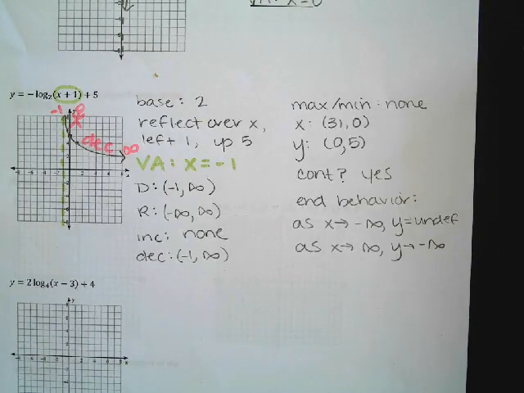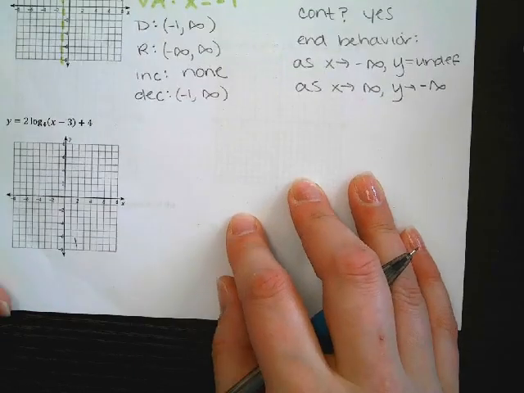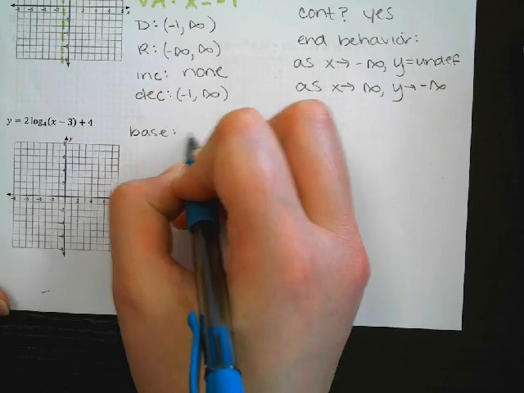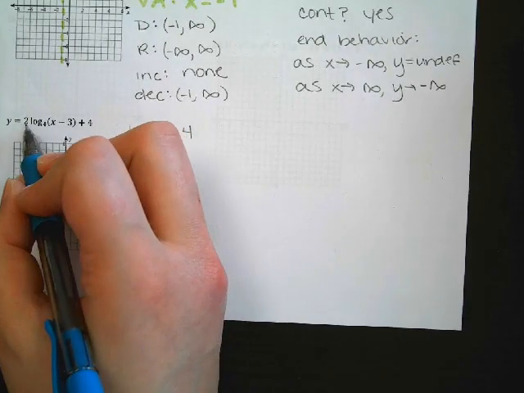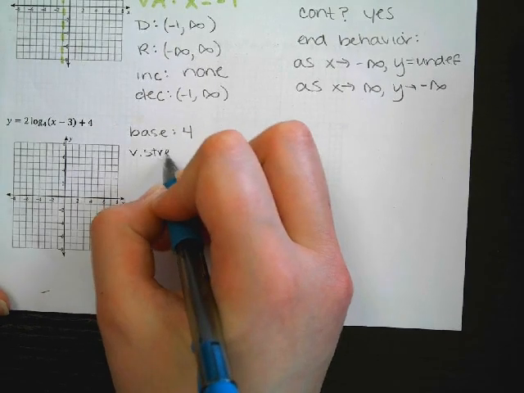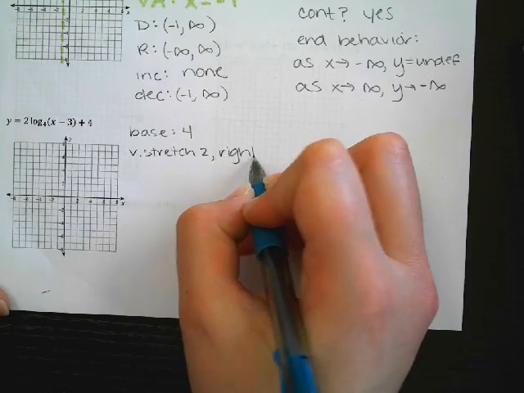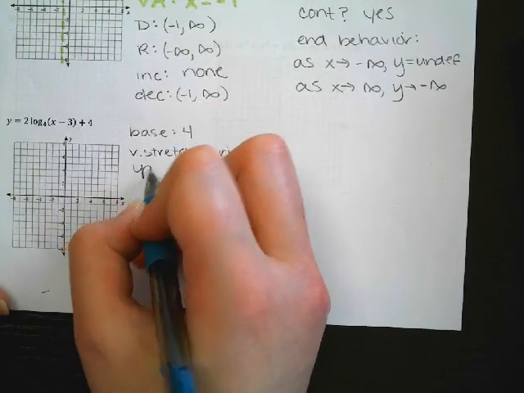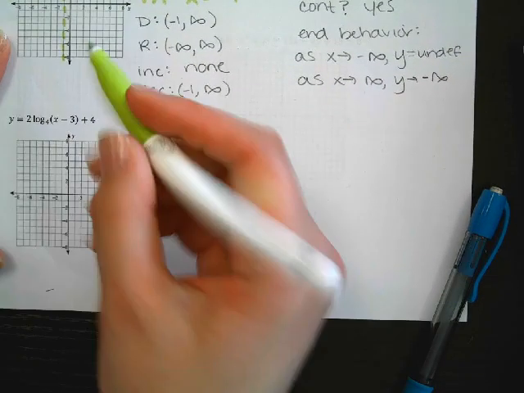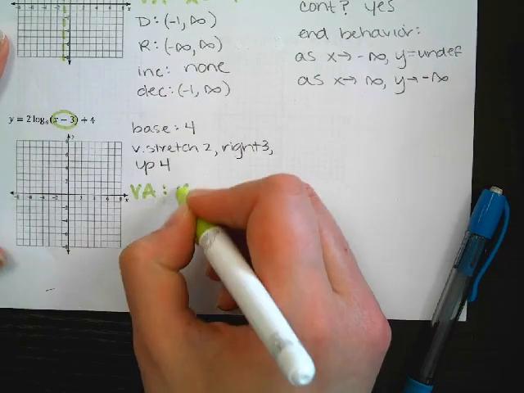All right, let's go ahead and look at the next one. So this one has a base of 4. The transformations are vertical stretch of 2, right 3, and up 4. And when I look at this one, I can see that my vertical asymptote is going to be at positive 3 this time.